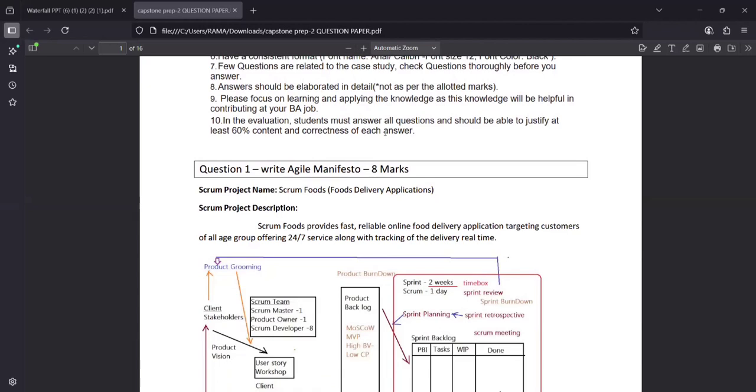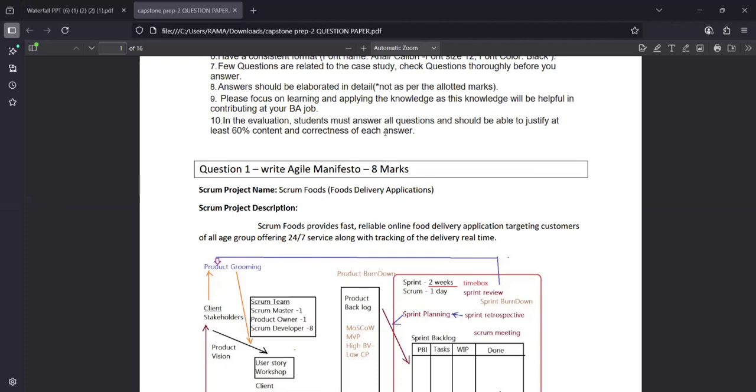Before getting to the question, what is the Agile Manifesto? For Capstone project 2, the case study is about Scrum Food. Scrum Food provides a fast, reliable online food delivery application targeting customers of all age groups, offering 24/7 service along with real-time tracking of the delivery. So this is the case study. We have food delivery applications, for example Swiggy and Zomato, same as that.